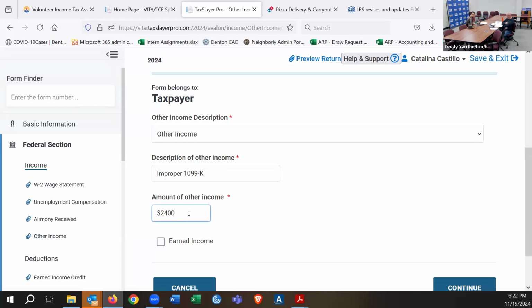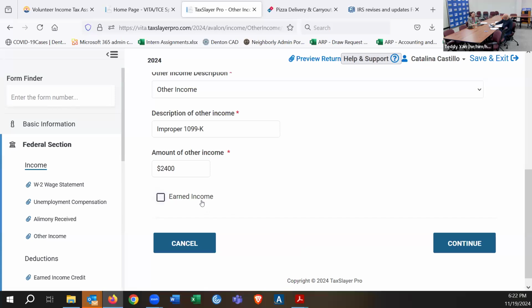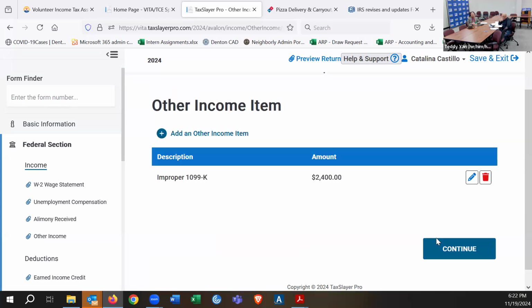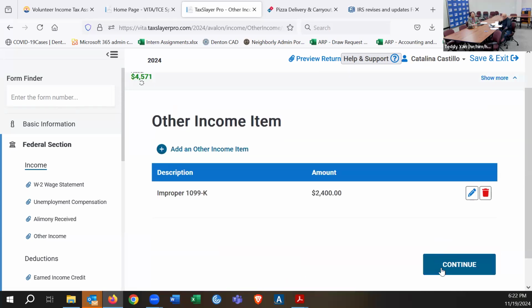And then we report the amount of other income because we are dutifully saying, hey, IRS, I acknowledge I received this form. It's wrong, but this is what it says. And we put 2,400 for the amount of other income. It's not earned income, so we leave that unchecked so that it does not mess with any sort of earned income credit. And then we can hit continue.